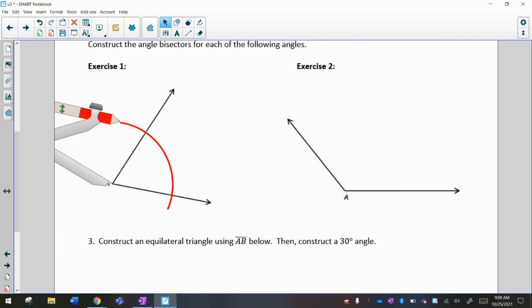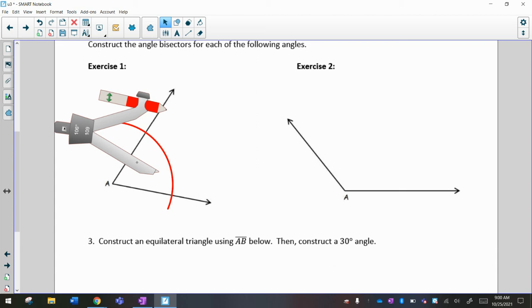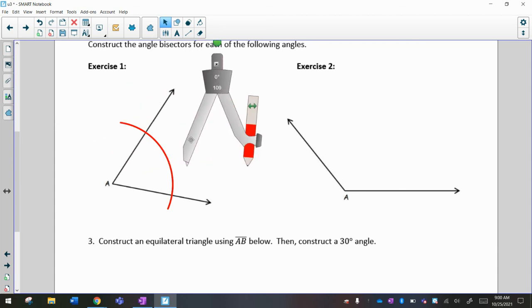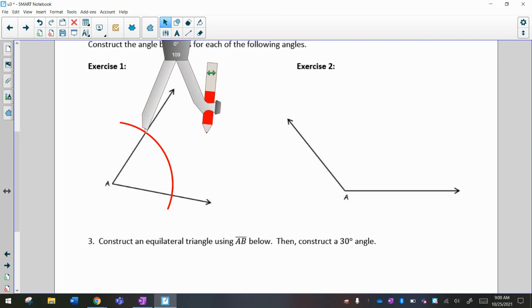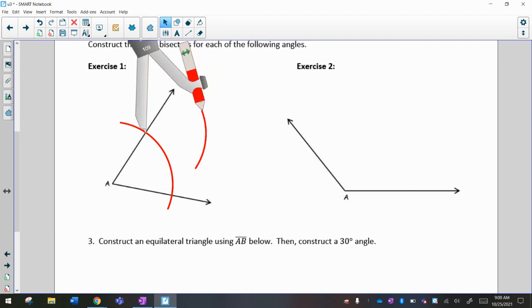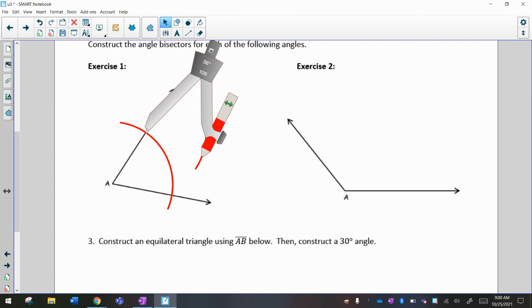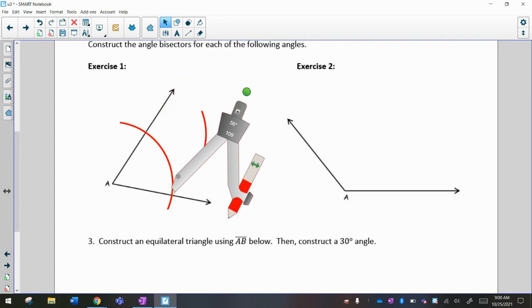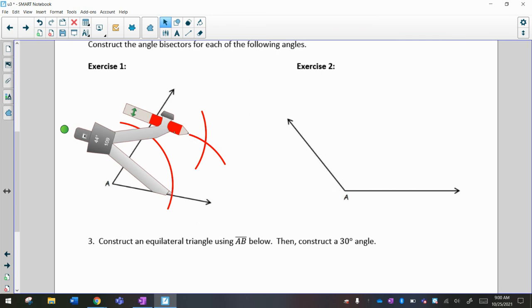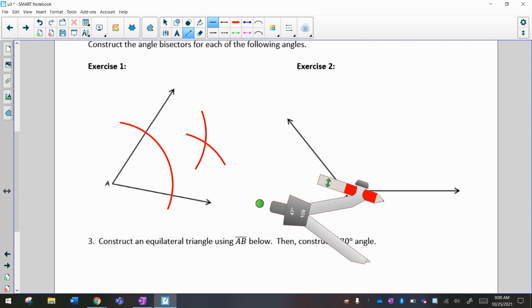Then, after you draw that arc, you're not going to change your compass setting at all. You're going to move the pokey part of your compass. I just have to rotate mine. I'm going to move the pokey part up to one of those intersections and draw another arc toward the middle of the angle. Then move your pokey part to the other intersection and draw another arc toward the middle of the angle. Those two arcs should intersect, and then you draw a ray out from your vertex through that intersection, and you have made an angle bisector.